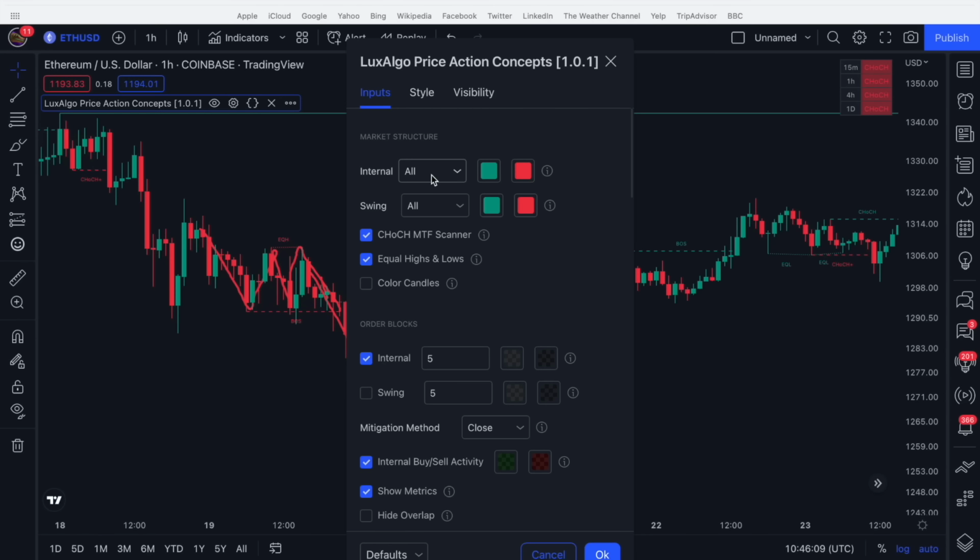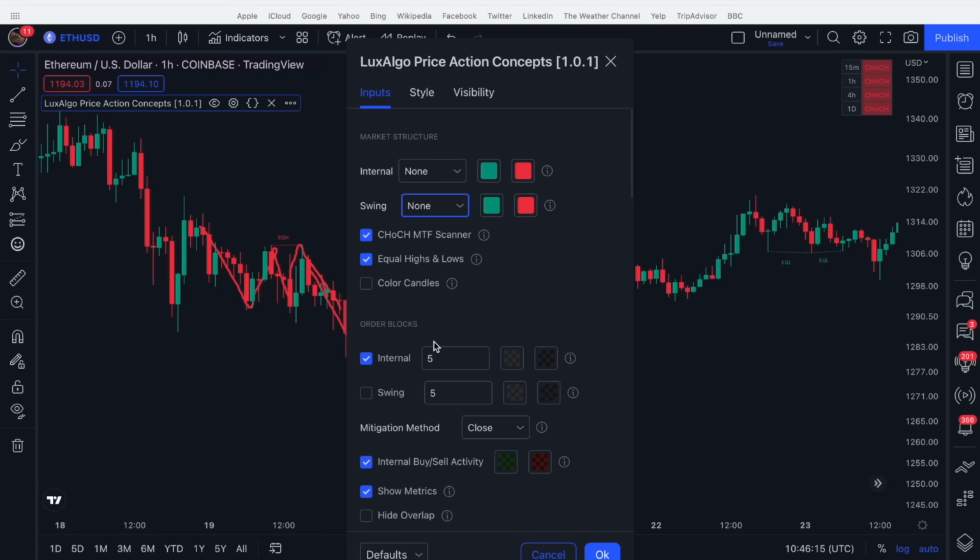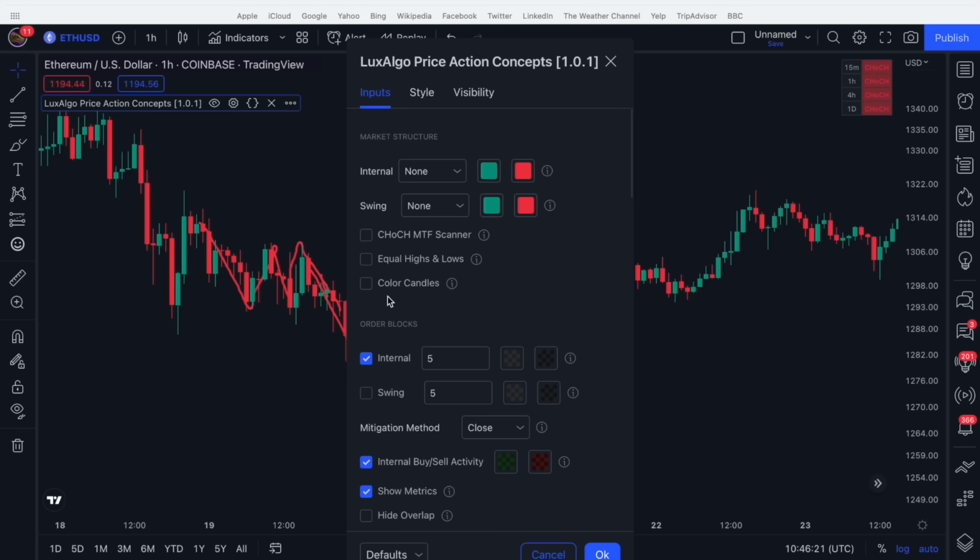So now I've explained the market structures, I'm going to turn them off because you can turn them off in the settings very easily. If you don't like the market structures, remove them. It's that simple, and we can turn off the equal highs and lows as well. We can turn off the scanner. Let's take a look at the color candles.